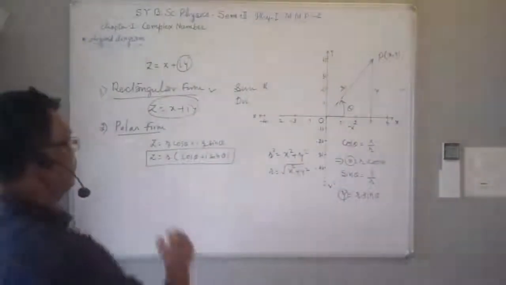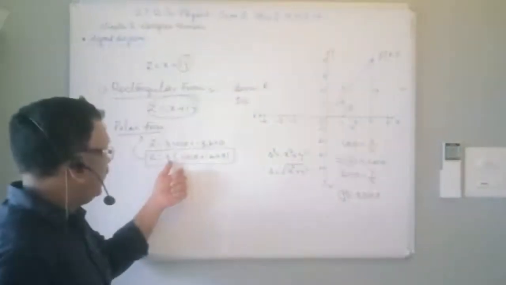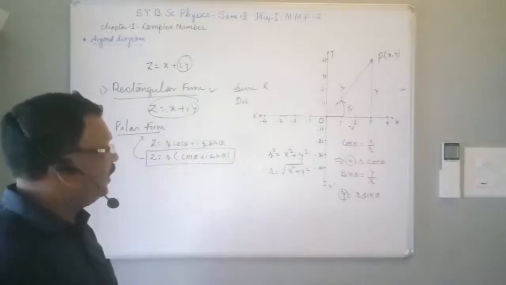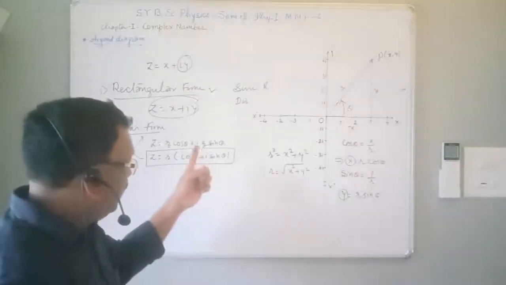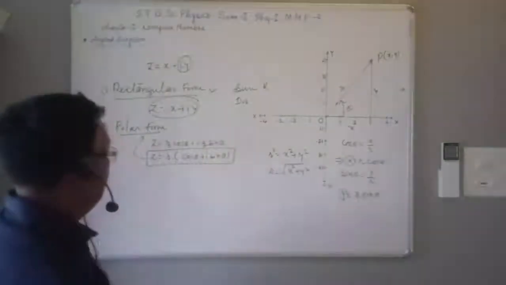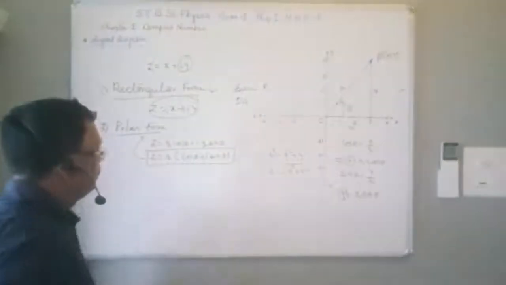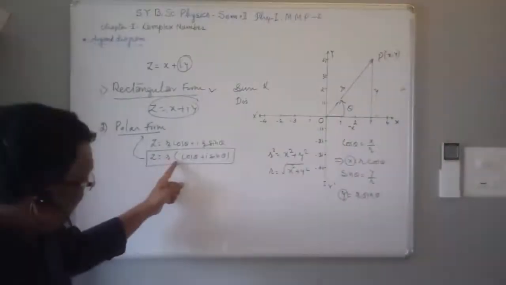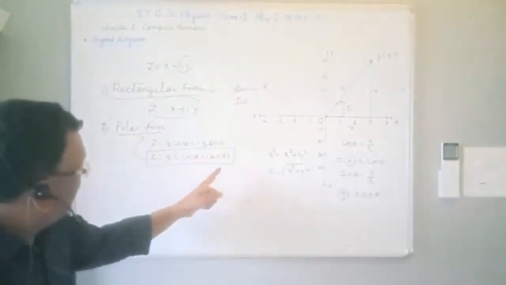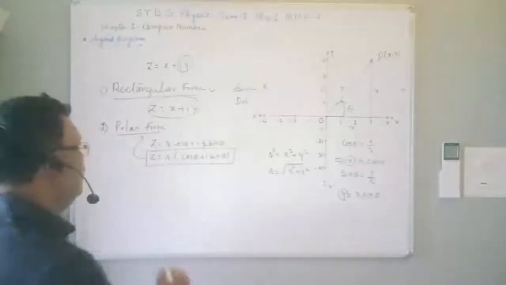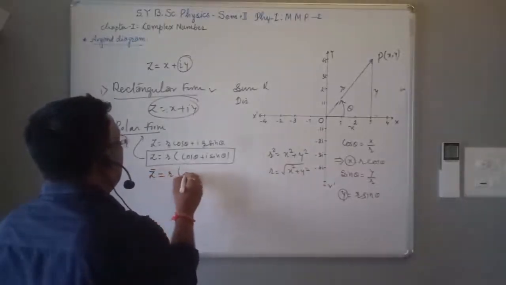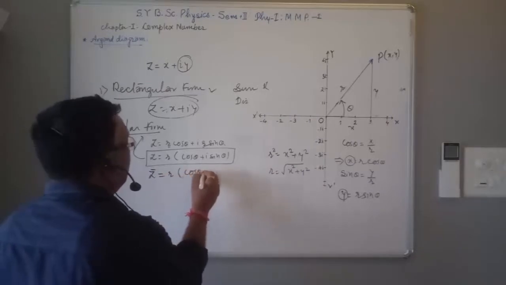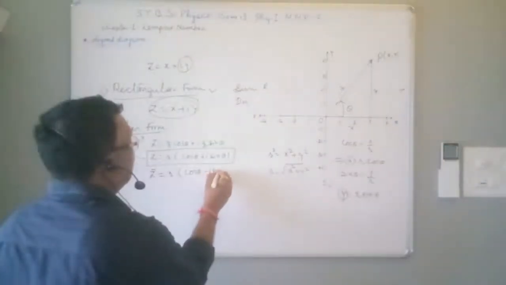This equation gives the polar form of complex number. In this equation, r and theta both are real numbers, but i sin theta is the imaginary part of the complex number. Now, if z is equal to r (cos theta plus i sin theta) is the polar form of complex number, then its complex conjugate will be z bar is equal to r (cos theta minus i sin theta).